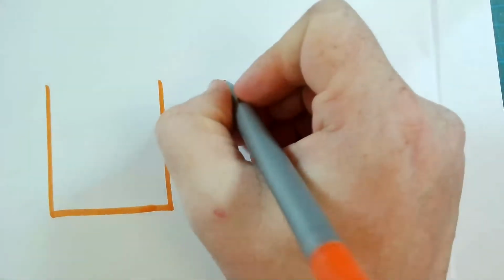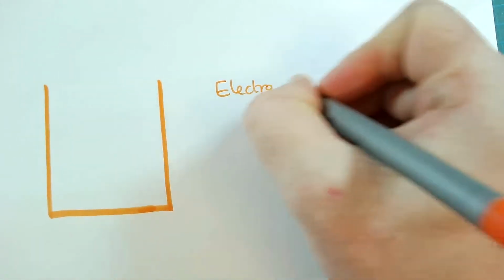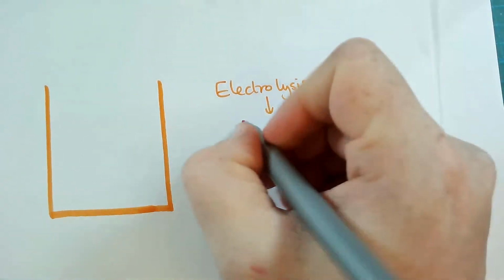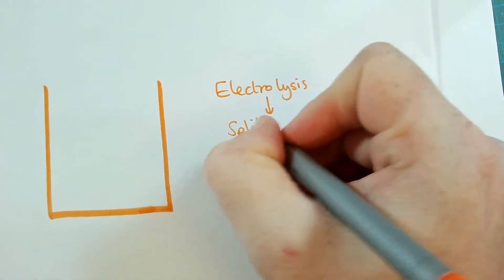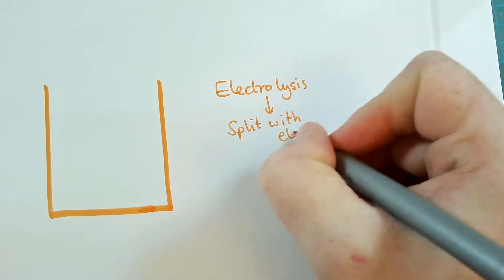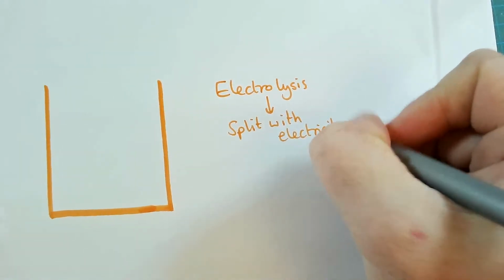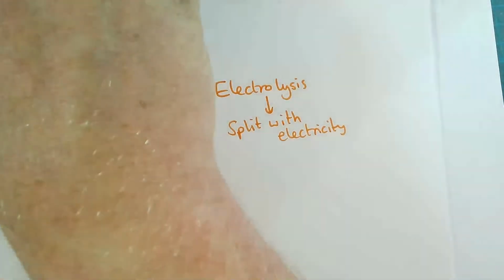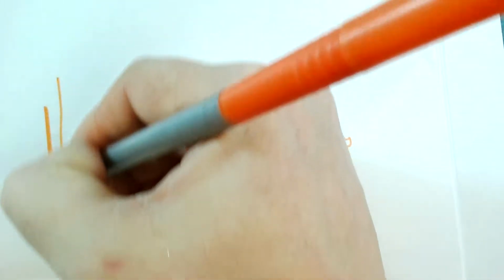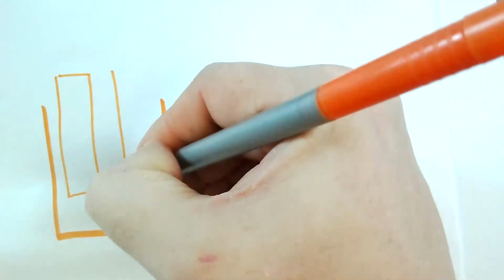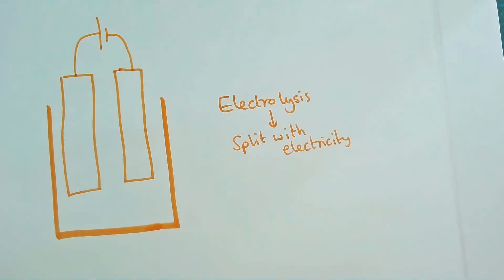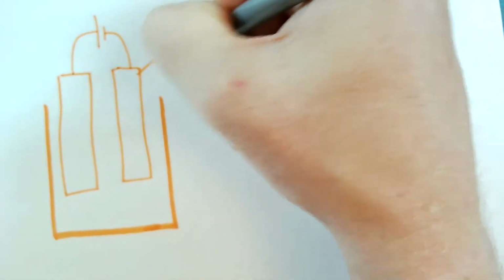All right. So electrolysis literally means, okay, split with electricity. Right. Lysis means split, electro meaning electricity. So therefore, I need to have some form of electrical circuit. And we do that with the use of electrodes. Okay. And we'll connect them up to a battery. Okay. So these things here are called electrodes.